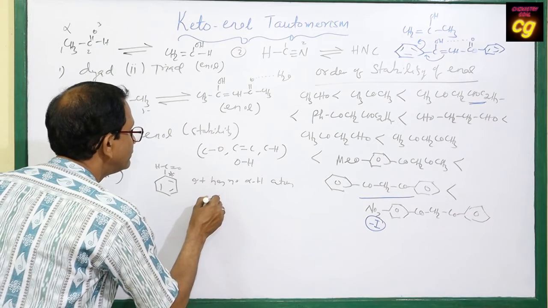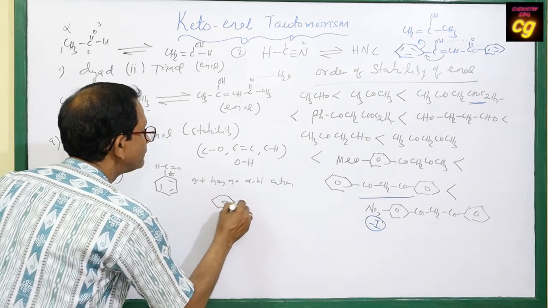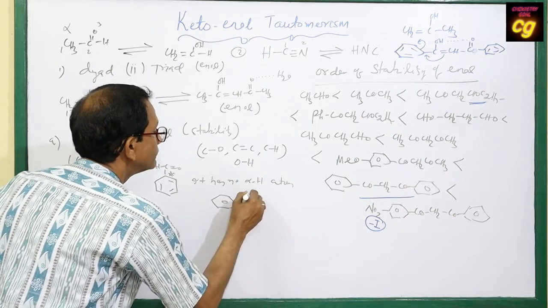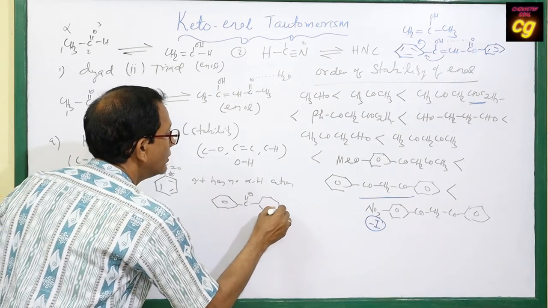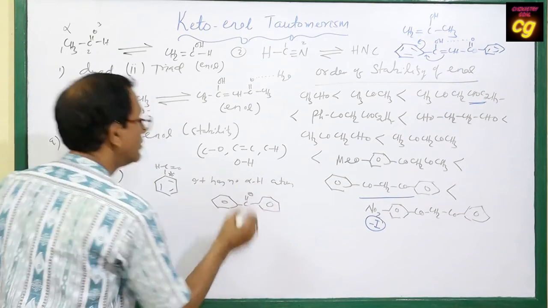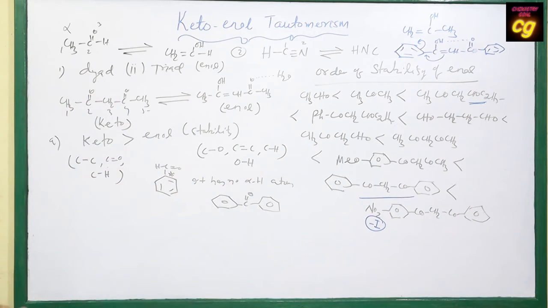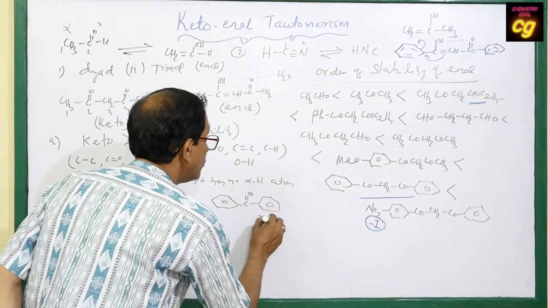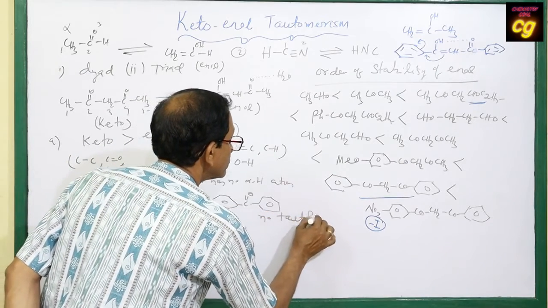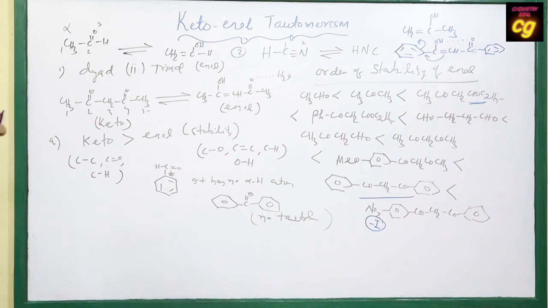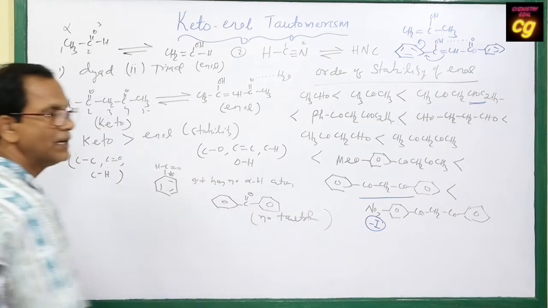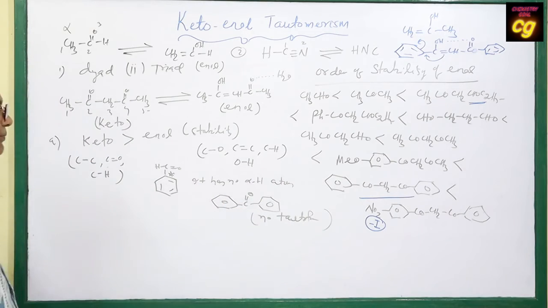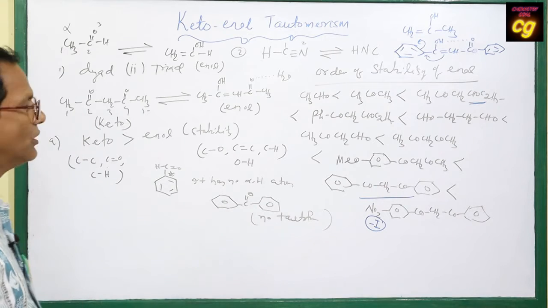Similarly, if you take benzophenone, it has no hyperconjugation and no tautomers are possible because it has no alpha hydrogen atom. As it has no alpha hydrogen atoms, it does not show keto-enol tautomerism. Benzaldehyde also does not show keto-enol tautomerism.